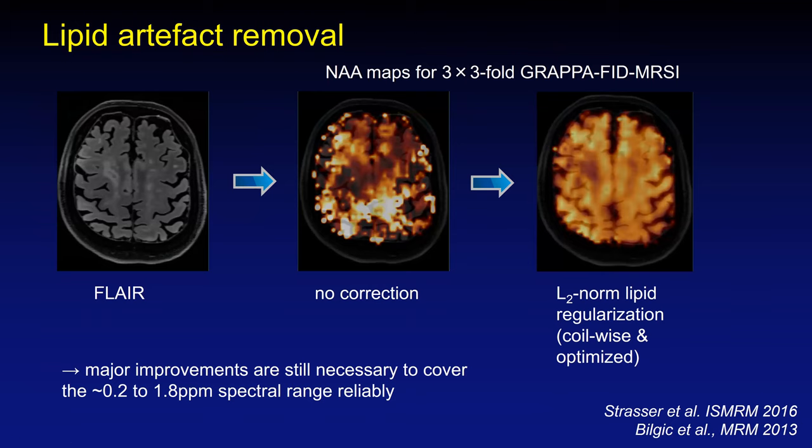This is still not sufficient, and therefore it's also necessary and helpful to use a couple of post-processing techniques. I don't want to go into further details, but introduce just one that we use quite frequently, which was introduced by Bilgic et al. originally. And to give you an example, here is a multiple sclerosis patient. You see the lesions here, and this is an NAA map that we obtained with a 9-fold GRAPPA-based FID MRSI sequence. And you see this NAA map is of very poor quality. But if you do an L2 lipid regularization, then you can see, for instance, the drop in NAA in this lesion, and you can resolve most of these issues.